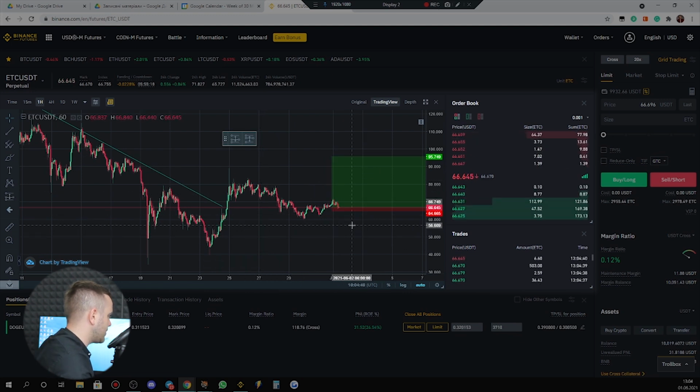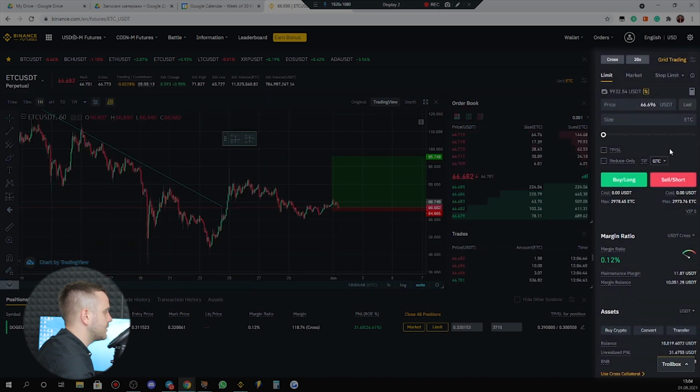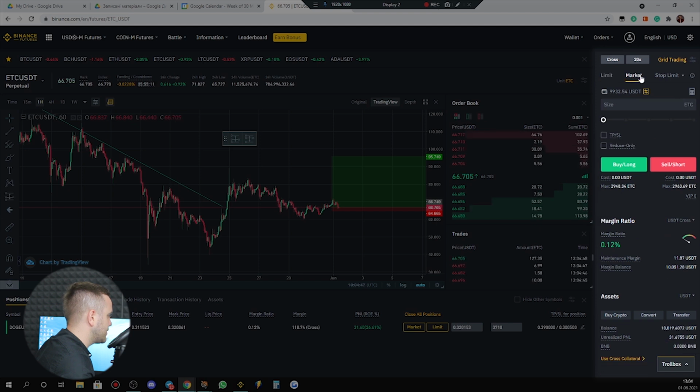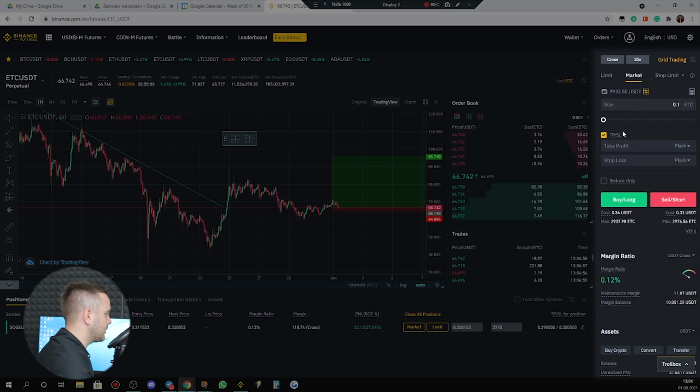Let's open some position. I will share with you how I open a position and how I set pending orders. First, you can open a position by market. Take a look. For example, I would buy 0.1 Ethereum Classic. I would buy it.